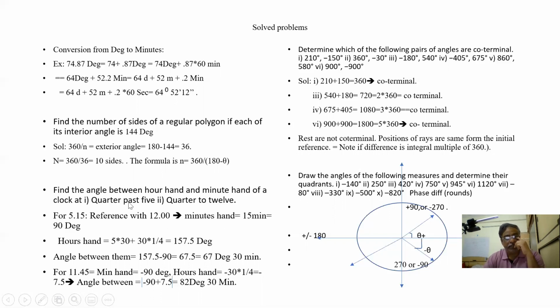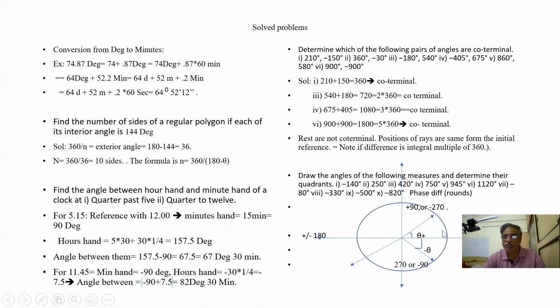Now what is the hour hand? 5 hours, 30 into 5, 150 degrees here itself, plus another 15 minutes, which means 1/4 of the distance between 5 and 6, where the degree is 30 degrees. Because the total clock is 12 hours, 360 degrees. Each block, 0 to 1, 1 to 2, is 30 degrees. 30 into 12, 360, is the total clock division.